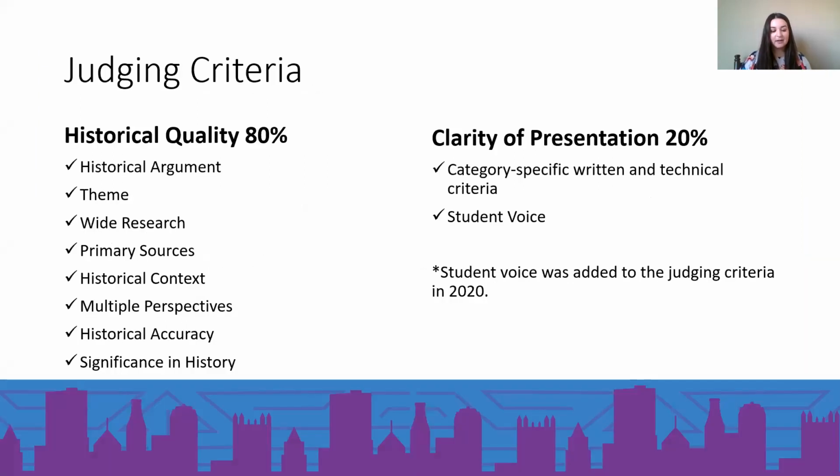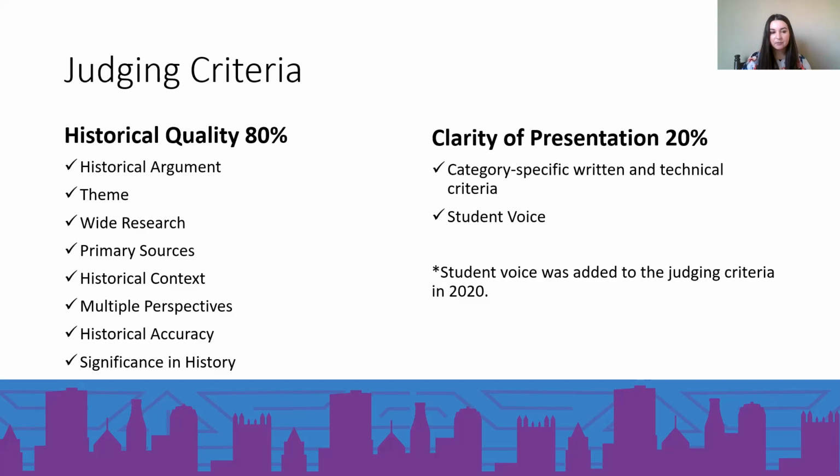So the judging criteria is 80% historical quality and 20% clarity of presentation. The NHD contest rulebook lists 5 essential project elements: historical context, multiple perspectives, historical accuracy, historical significance, and historical argument based on theme. You will notice that all of those things make up the historical quality section of judging.